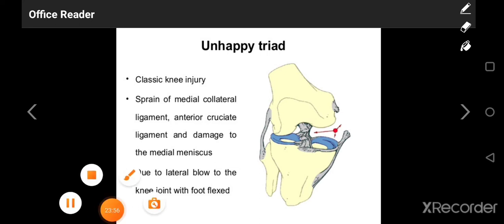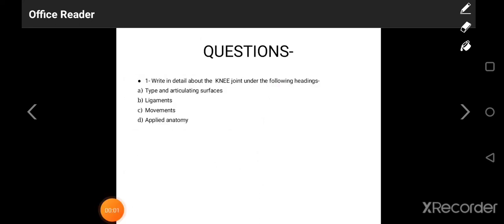So this completes our topic, the knee joint. Now we discuss the questions which are important from the examination point of view. In this we have to write in detail about the knee joint under the following headings. The headings are type and articulating surfaces. Similar to what we discussed for the hip joint, you have to discuss the type and the articular surfaces, the bones which are participating in the formation of the knee joint, various ligaments which are responsible for the stability of the joint, the movements which occur at this joint, and related clinical anatomy. Approximately 5 clinical aspects you have to mention in your exams for good marks.